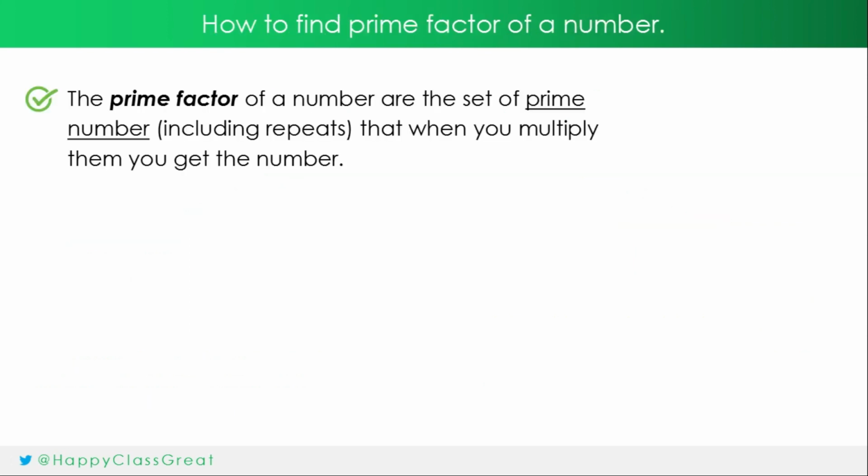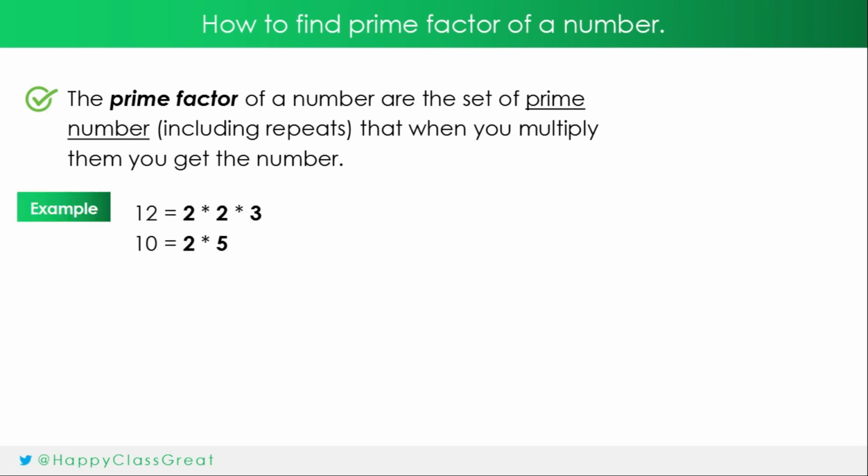The first thing you need to understand is that the prime factors of a number are a set of prime numbers. You can see that I underlined prime number here. In case you don't know what a prime number is, I'm going to explain that to you, and I will tell you all prime numbers from 1 to 100. You understand? So prime factors of a number are the set of prime numbers, including repeats, that when you multiply them together, you get the number.